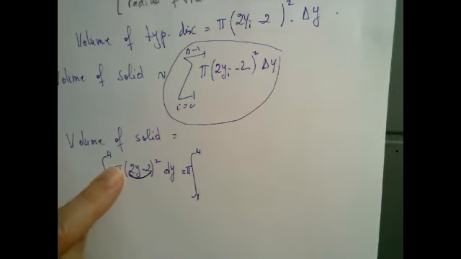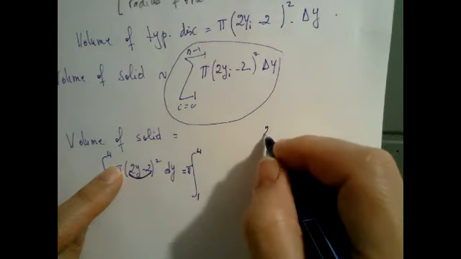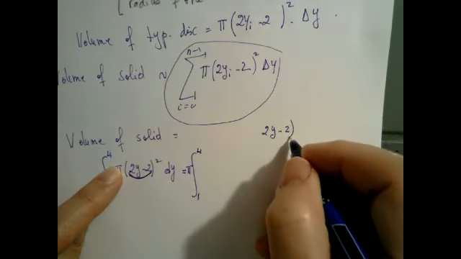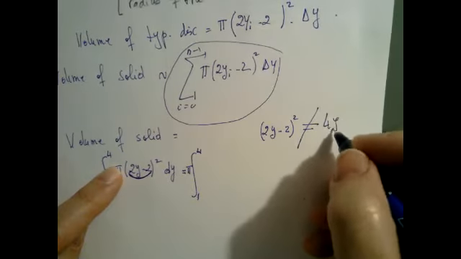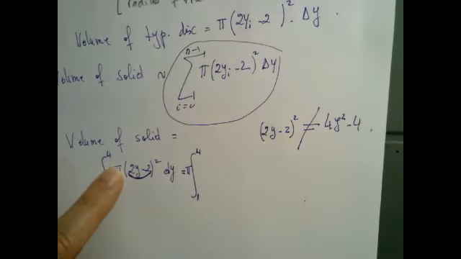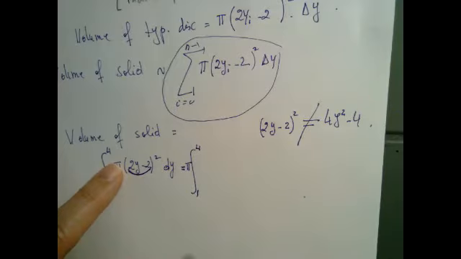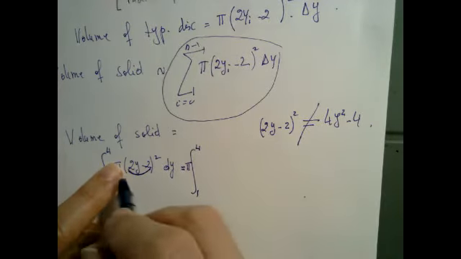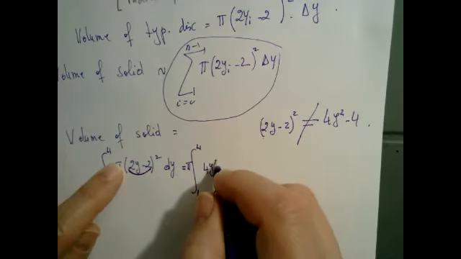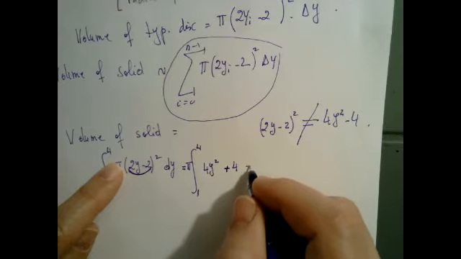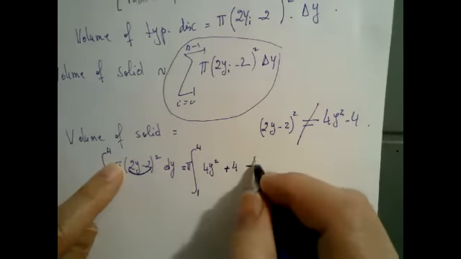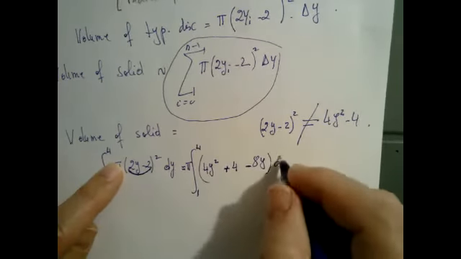Be very careful. The mistakes on chat, be very, very careful. What's 2y minus 2 squared? It's not 4y squared minus 4. Absolutely not. Be very careful. So what's 2y minus 2 squared? It's just 2y minus 2 times 2y minus 2. So if you distribute, you're going to get 4y squared plus 4 minus 8y dy.